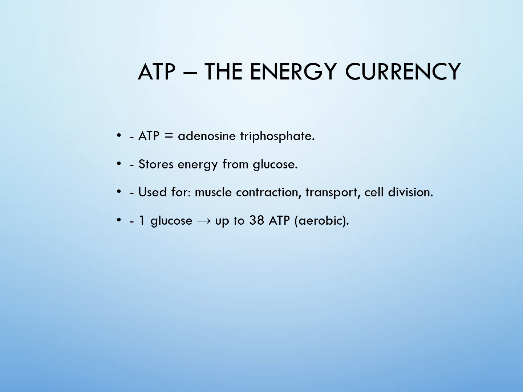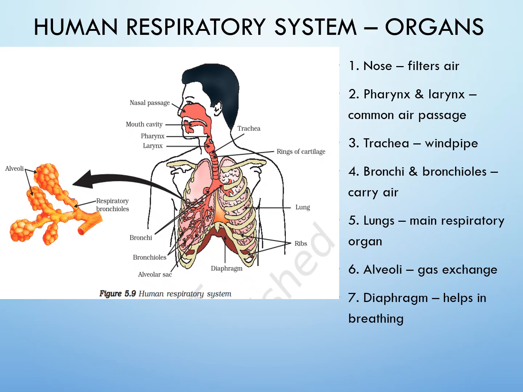And one molecule of glucose will lead to the production of almost 38 ATPs in case of aerobic respiration. So now we have understood the terms aerobic and anaerobic respiration. Now we will study the human respiratory system, which is very important, and it begins, this is the diagram from NCERT, and it begins with nose.